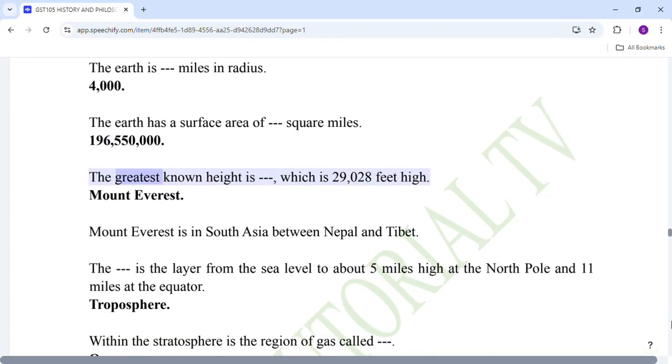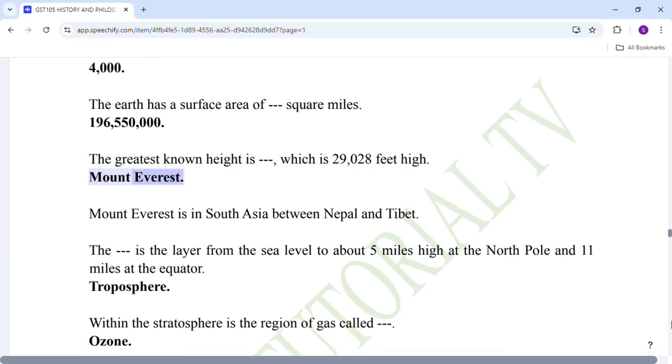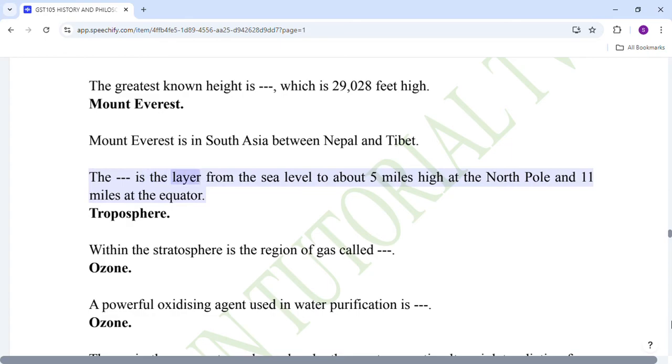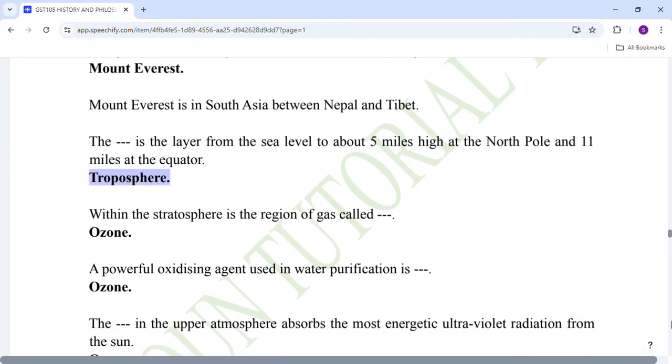The greatest known height is dash dash, which is 29,028 feet high. Mount Everest. Mount Everest is in South Asia between Nepal and Tibet. The dash is the layer from the sea level to about 5 miles high at the North Pole and 11 miles at the equator. Troposphere.